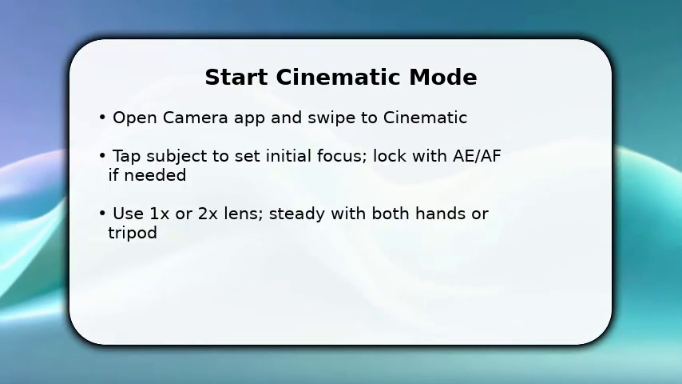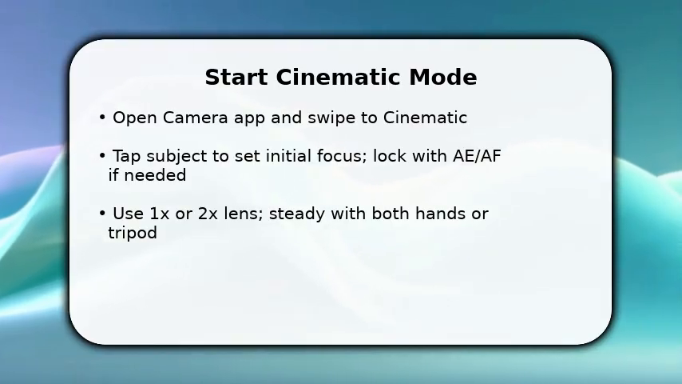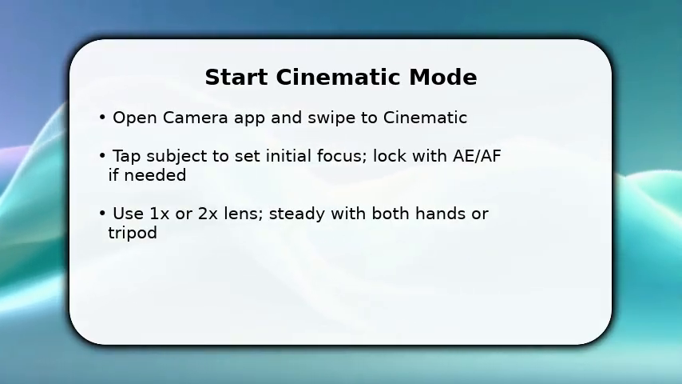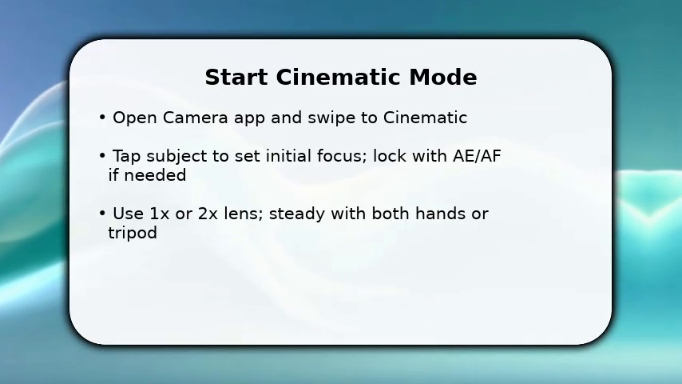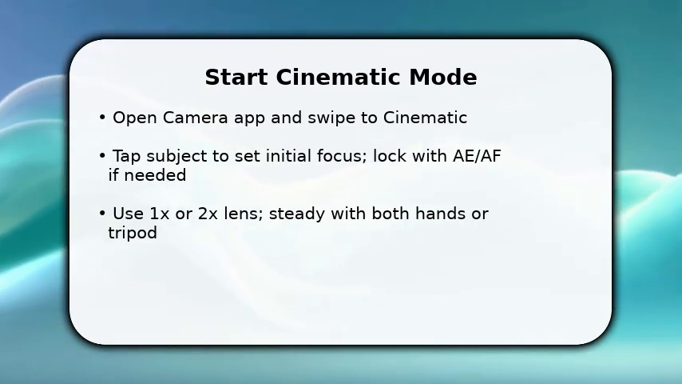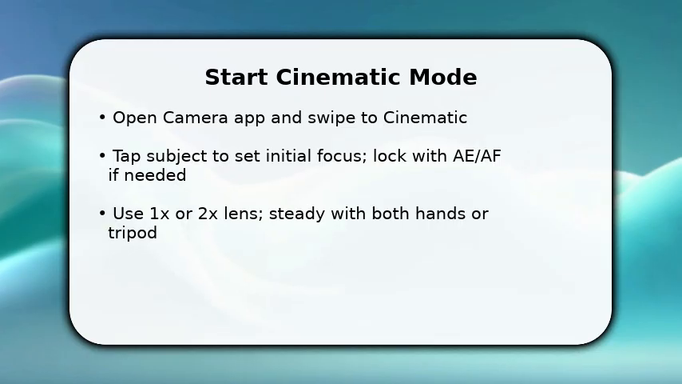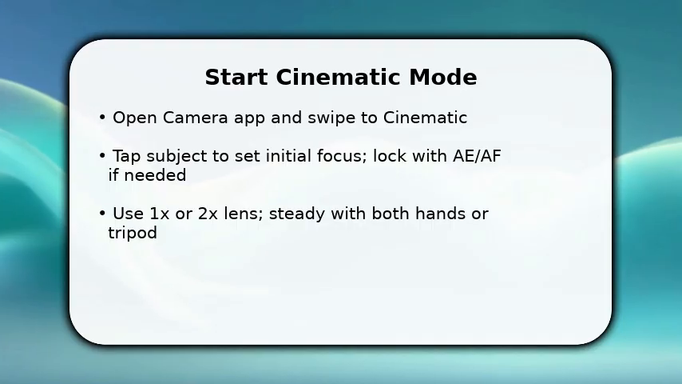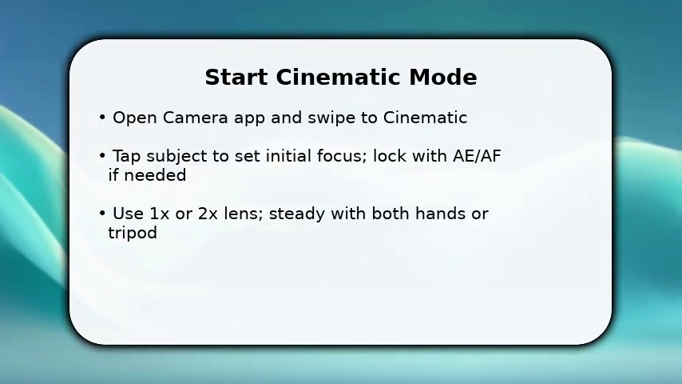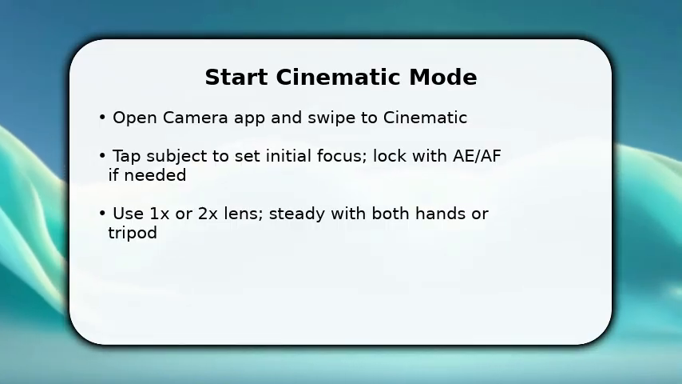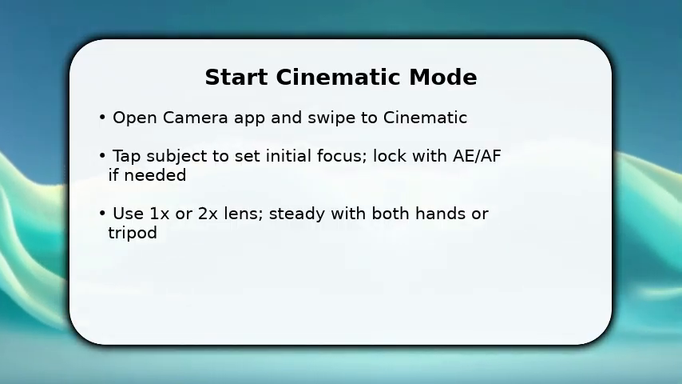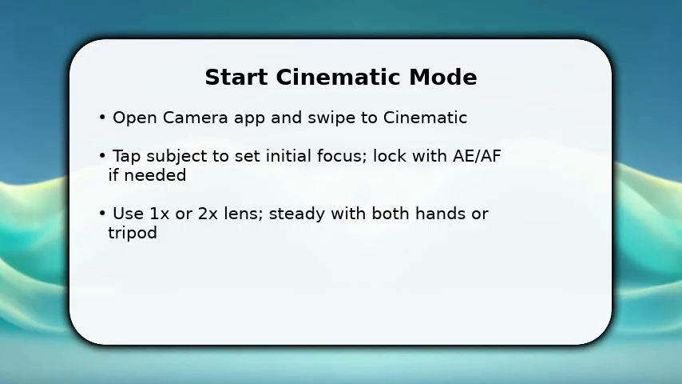You begin by opening the camera app and selecting Cinematic. You want that mode active now. Tap the subject on screen to establish your initial focus point, and if your scene is static, lock exposure and focus so it doesn't shift. Choose between 1x or 2x to frame tighter or wider. Make sure you hold the phone steady or use a small tripod. Once done, confirm audio levels and gesture to subjects so they know when recording starts.